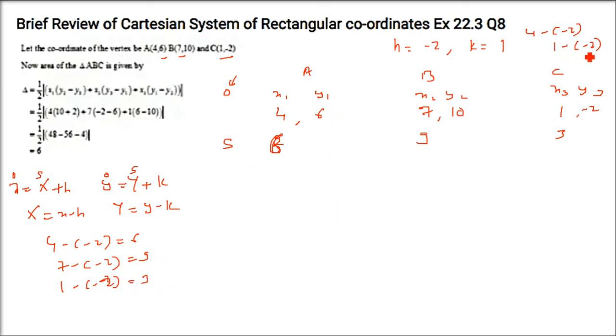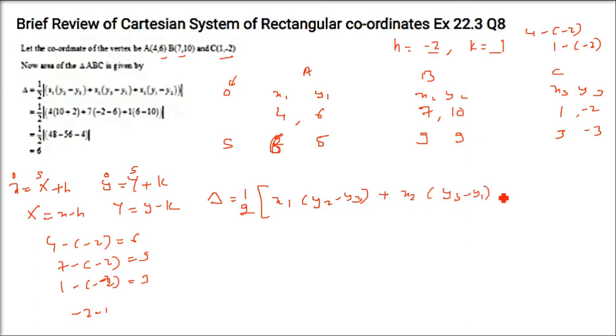And what about y? You have to use y minus k. So y minus 1. So 6 minus 1 is 5, and 10 minus 1 is 9, minus 2 minus 1 is minus 3. So we have the original points, we have the final points, and take the triangle. The area of the triangle is half, and then you have inside this x1 into y2 minus y3 plus x2, you have y3 minus y1 plus x3, you have y1 minus y2. So these are the values, right?